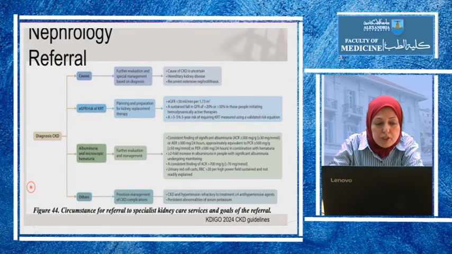When do we refer patients to nephrologists? Depending on the cause: if the cause of chronic kidney disease is uncertain, or if it is hereditary, or if there is recurrent extensive nephrolithiasis. Based on GFR, if the GFR is below 30 or rapidly decreasing, and the patient is expected to develop end-stage kidney disease or need renal replacement therapy soon. Albuminuria and microscopic hematuria, if present, should be referred to nephrologists for further follow-up and diagnosis of any glomerulonephritis.